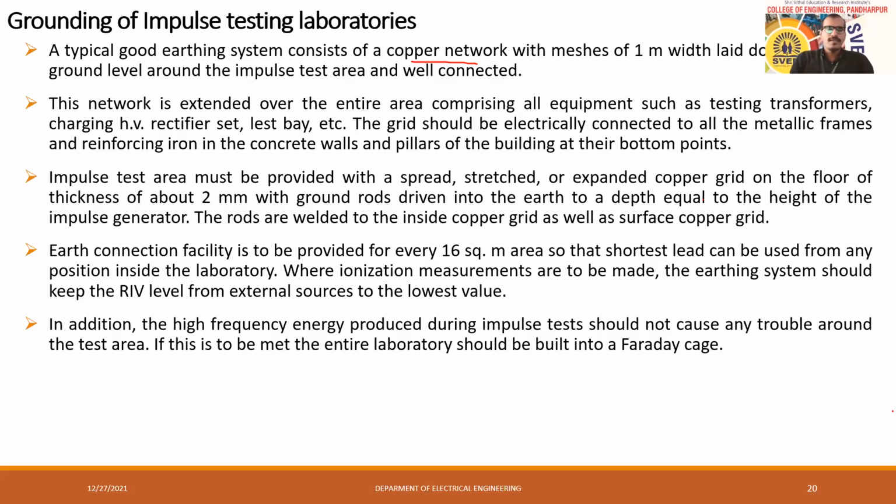Why? Because the reason behind using the copper strip is that it has a lower neutral inductance effect, and due to that we prefer to use copper strip winding. Whatever ionization measurements we have to take, whatever earthing we are considering, its RIV level, meaning the radio interference voltage, should be the lowest from external sources, or we can say it should have a low value. In addition, the high frequency energy produced during the impulse stage should not cause any damage to the testing area.